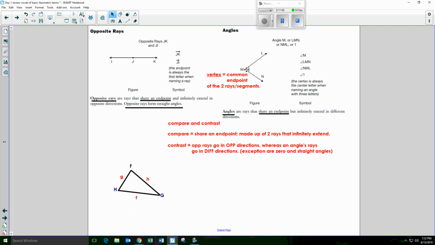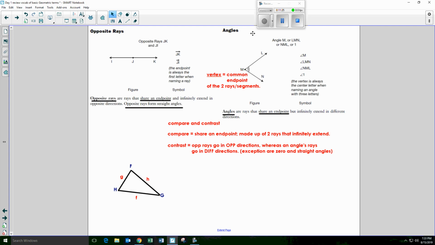Okay. Now notice I said common endpoint of the two rays slash segments. Okay, these are rays here because they have arrows that go on forever. But if it's a triangle like down here, notice there's no arrows that go on. It's just segments. And so that's angle H, angle F, and angle G. They're still angles, so they could be with segments. They don't always have to have arrows at the end to make an angle.